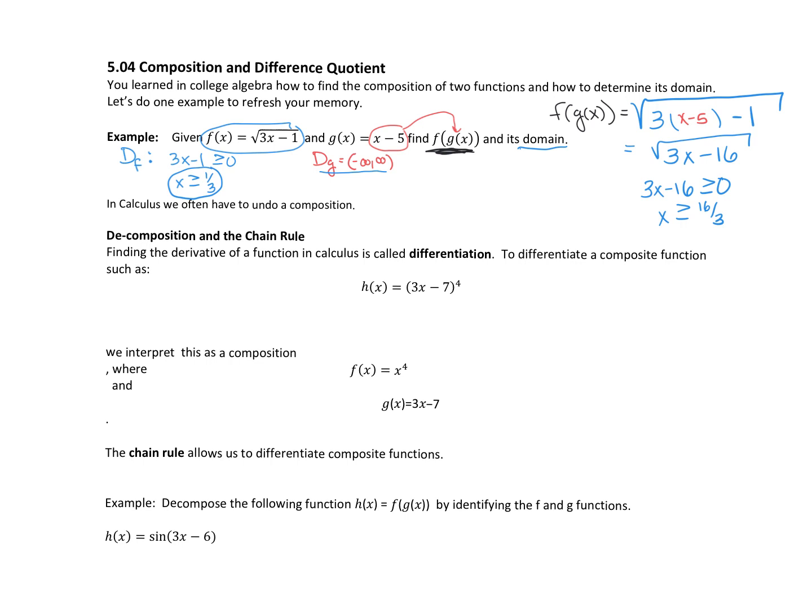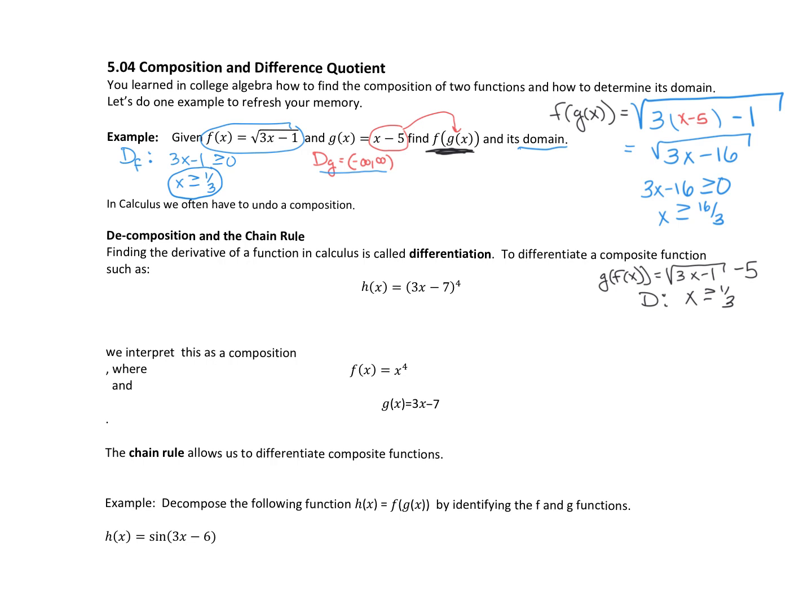Now, had we composed it in the other order, and let's just do that real quick, if I had done g of f of x, that would have been the square root of 3x minus 1, minus 5, and that domain would have been the domain of the inside function there, which is x greater than or equal to 1/3.